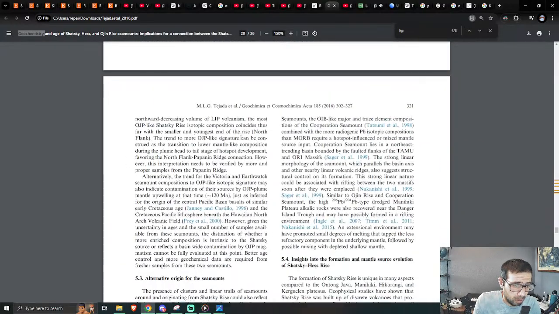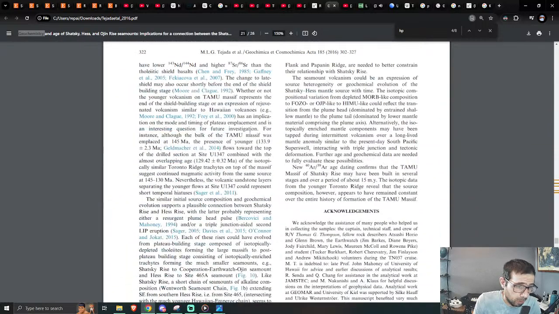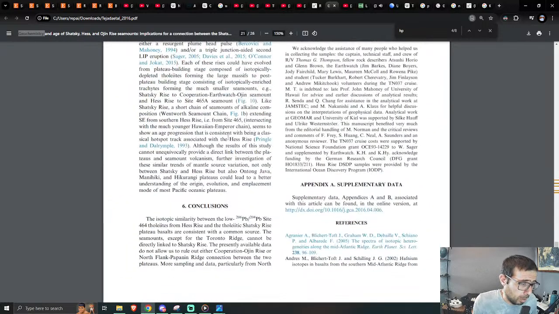Let's just see if I can go to conclusions real quick. It looks like there's a really long section of pretty good things that I just skipped, but isotopic similarity between the low lead sites from Hess Rise and Shatsky Rise tholeiites are consistent with a common source. The seamounts, except for the Toronto Ridge, cannot be directly linked to Shatsky Rise. Presently available data do not allow us to rule out either Ocean Rise or North Flank Papanin Ridge connection between the two plateaus.